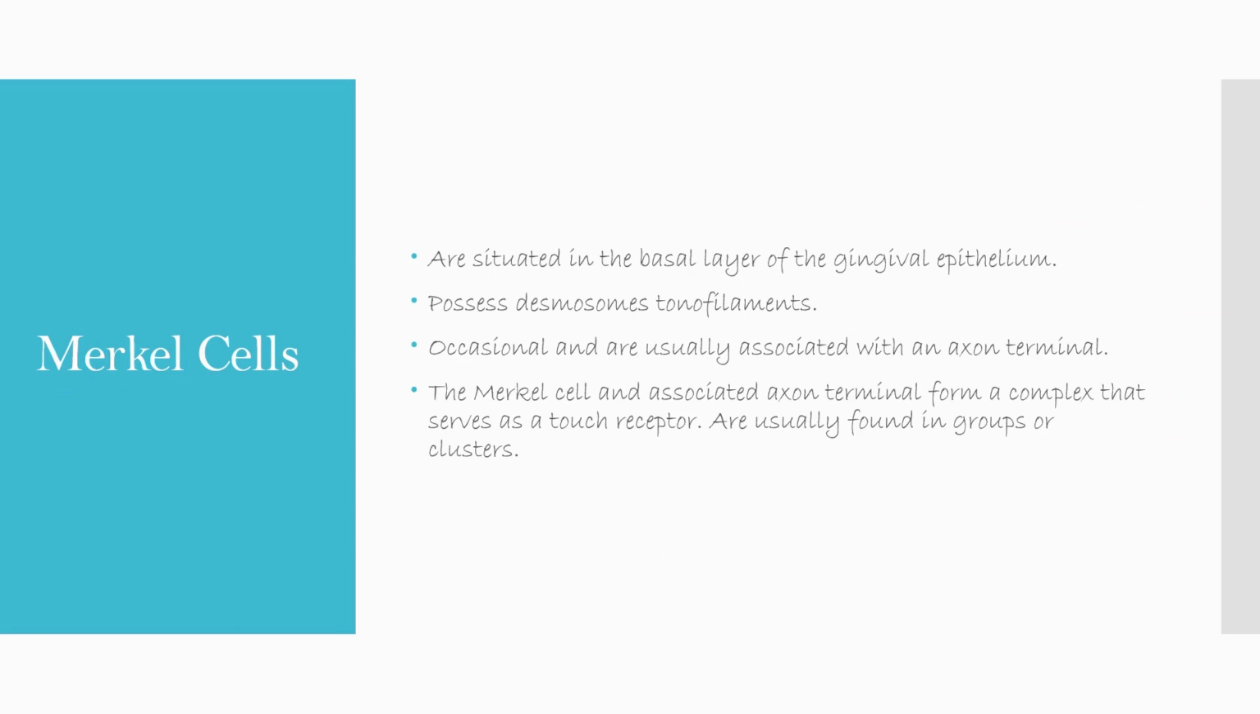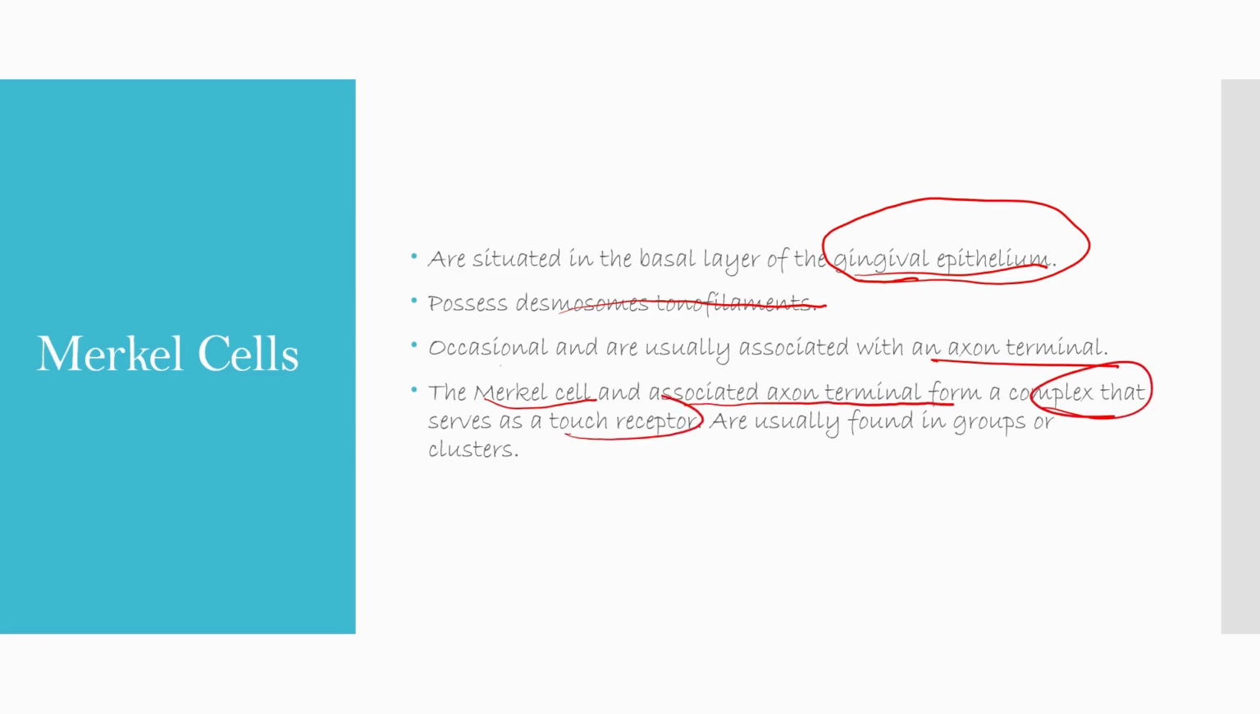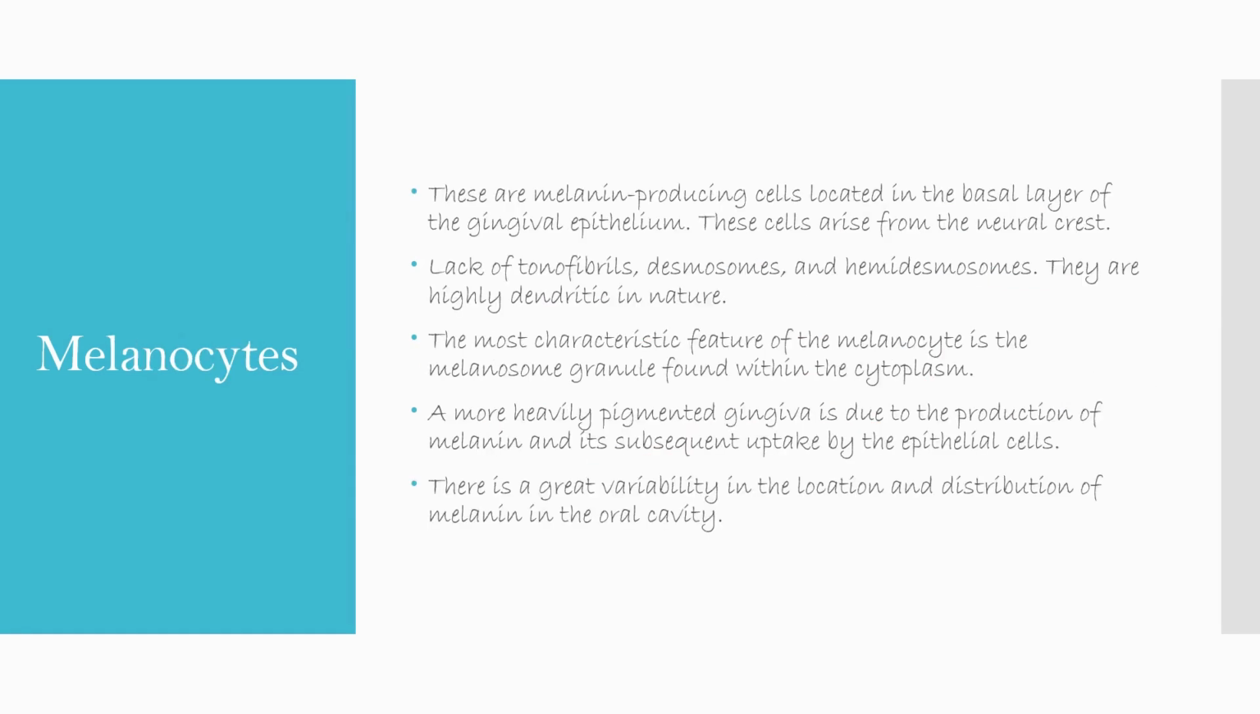Merkel cells are situated in the basal layer of the gingival epithelium. They possess desmosomes and tonofilaments, and are usually associated with an axon terminal. The Merkel cell with the axon terminal forms a complex that serves as a touch receptor, and they are usually found in groups or clusters. Melanocytes are melanin producing cells found in the basal layer.